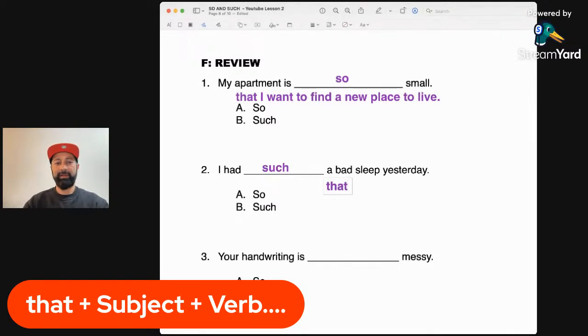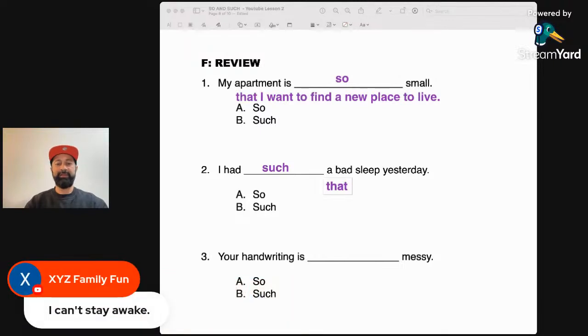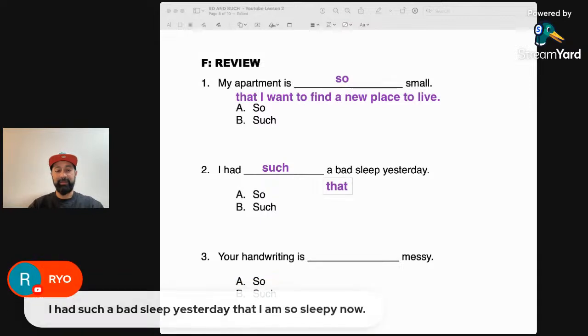Oh, we've got one answer here from XYZ. I had such a bad sleep yesterday that I can't stay awake. Perfect. Great answer. Dio says, I had such a bad sleep yesterday that I'm so sleepy now. Wow, great. You used such and so two times here. Perfect. That was a great answer.